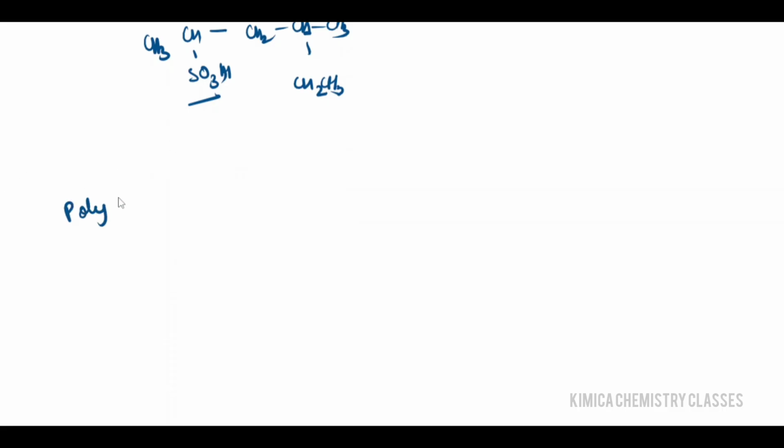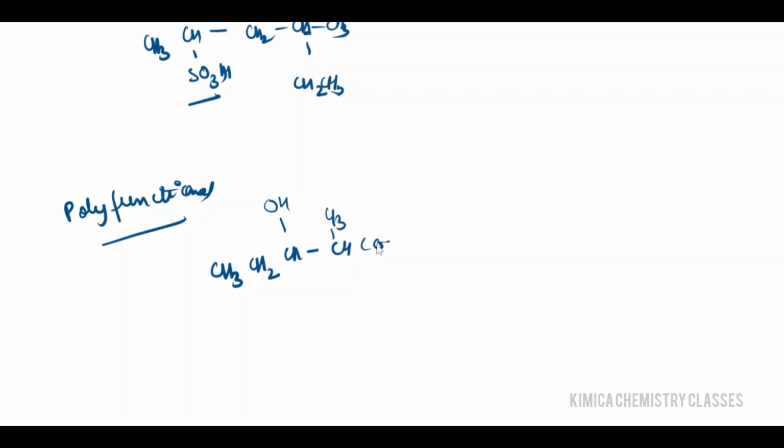So what happens in the case of polyfunctional groups, when there are 2-3 functional groups? Then how will you write the name, right? I will give you one example for this polyfunctional group. This is very simple. Okay, we will write 3-hydroxy-2-methylpentanoic acid, right?